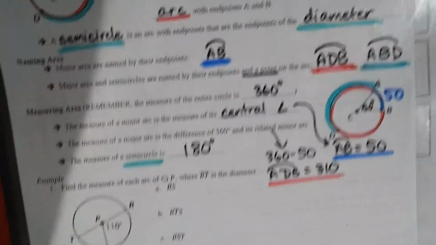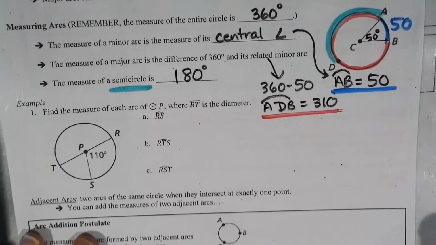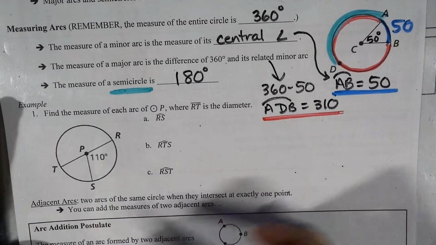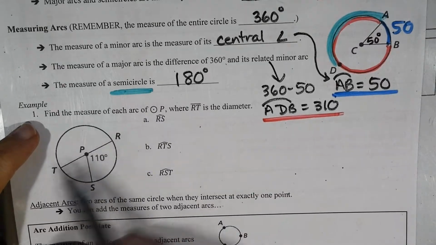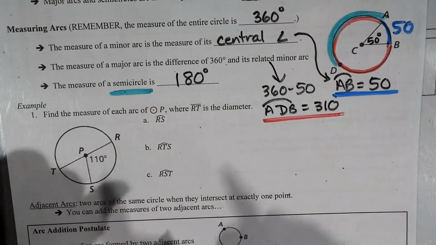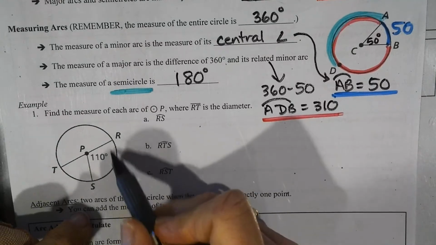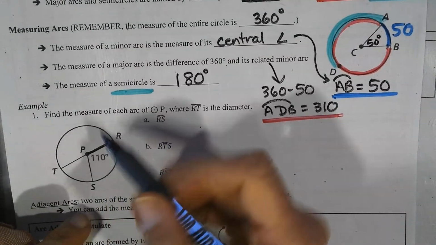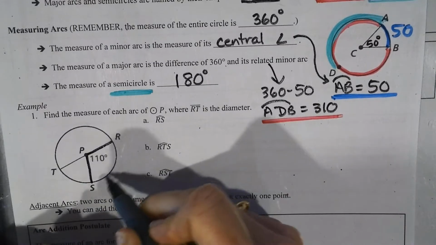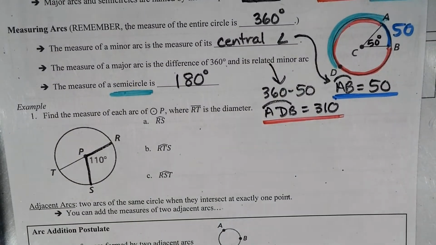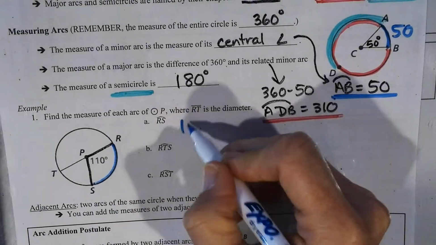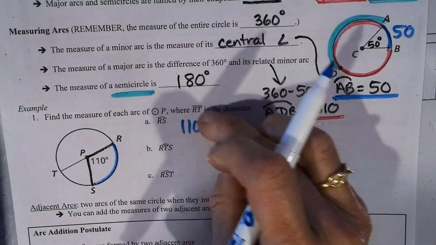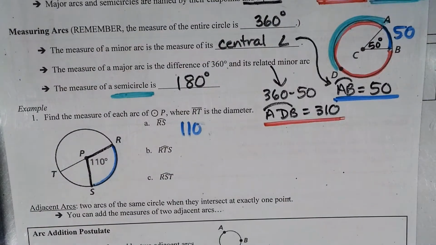Okay, I'm going to move this up just a little bit. Okay, so I'm going to do 3 little examples here. Find the measure of each arc, where RT is the diameter. Okay, so if I want to know RS, that's right here. RS has 2 radii that are intersecting that arc, which means RS is 110. Oh, it's not degrees because it's a length.